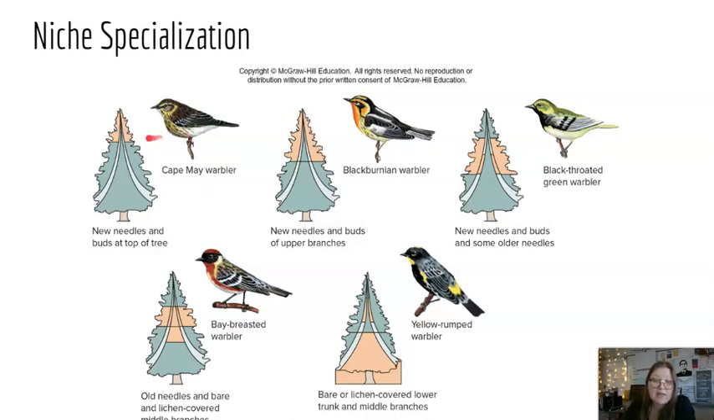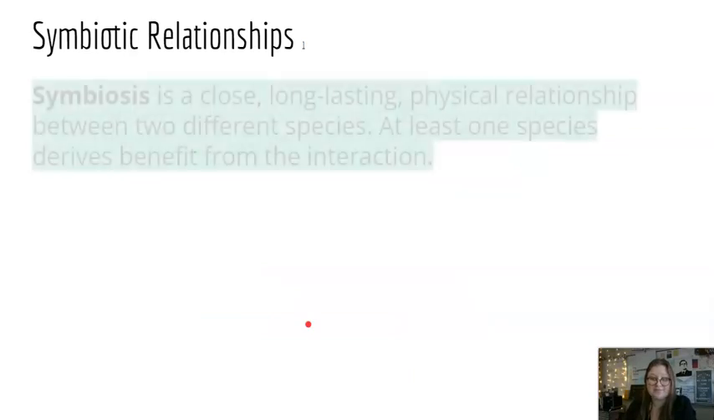So we have the Cape May warbler. They just eat the new needles and buds at the top of the tree. We have a Blackburnian warbler, so they do that as well, but they can go all the way down here. So they're not over the same exact area. Black-throated green warbler, a little bit further down and then inside. Bay-breasted warbler, a little different. Yellow-rumped warbler, a little different. So it's competitive exclusion. Because of competition, each one of these birds has been excluded to its own section of the tree.